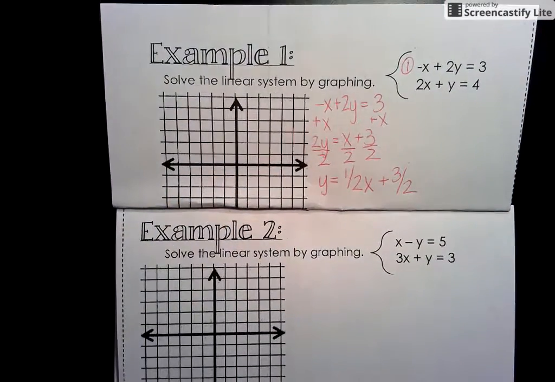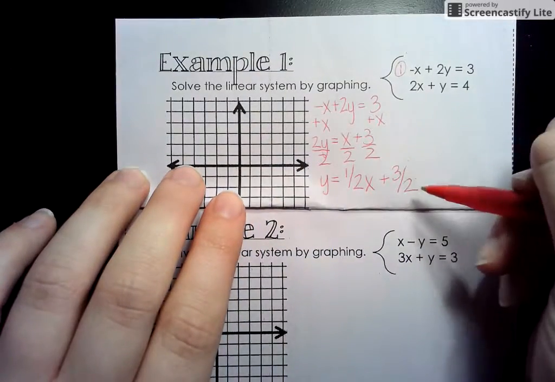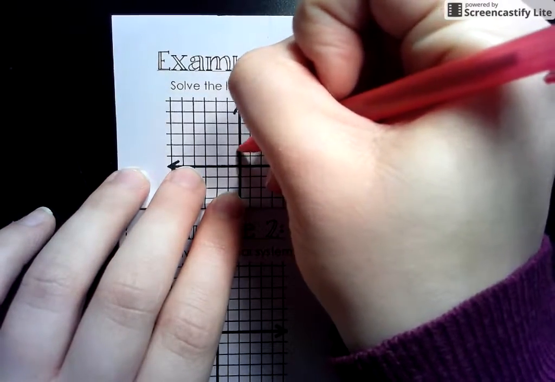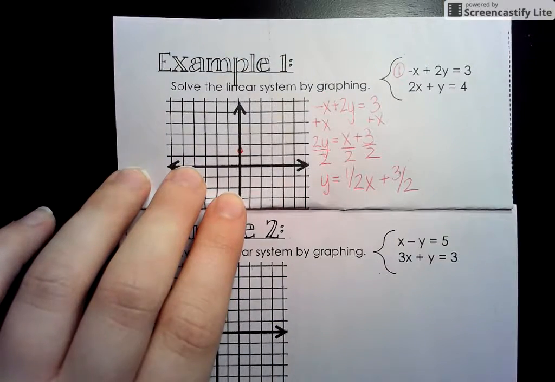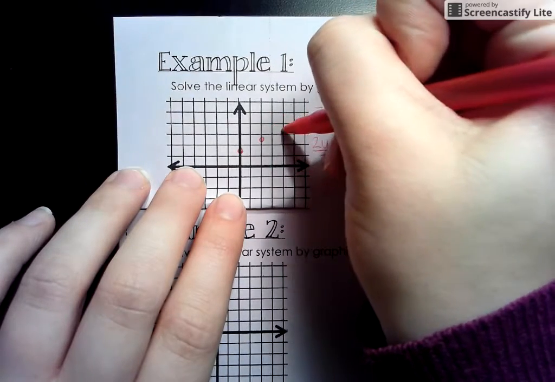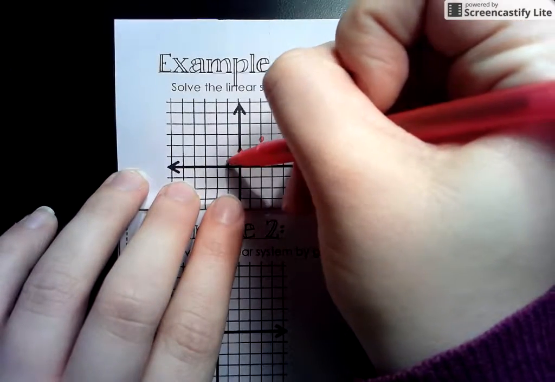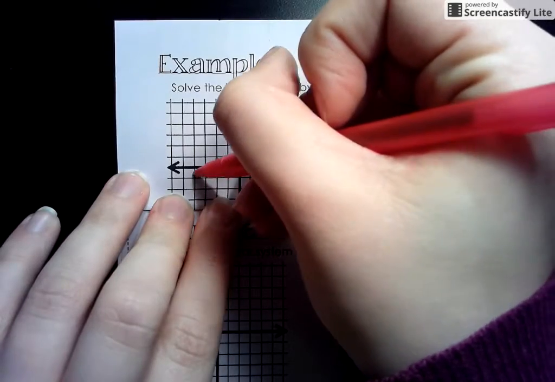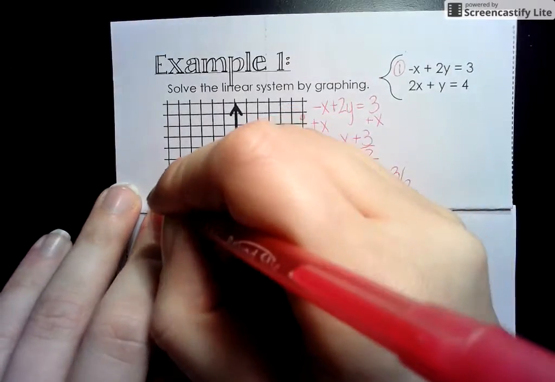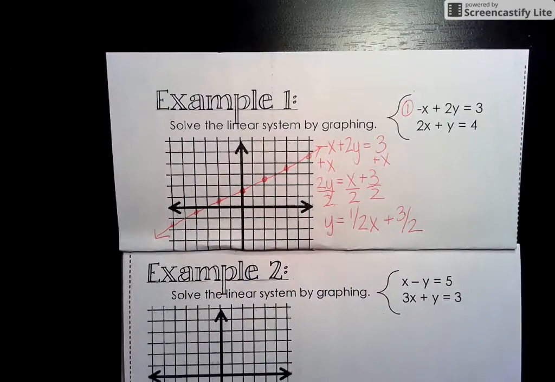So I need to plot my y-intercept and my slope. I always plot my y-intercept first. And if it's 3.5, that means it's really actually 1.5, so I'm going to start up 1.5. And then my slope is 1/2. So I'm going to go up 1 to the right 2, up 1 to the right 2, up 1 to the right 2. I'm also going to go down 1 to the left 2, down 1 to the left 2, and down 1 to the left 2. So I have my line, and I'm going to graph it. So that's my first equation.